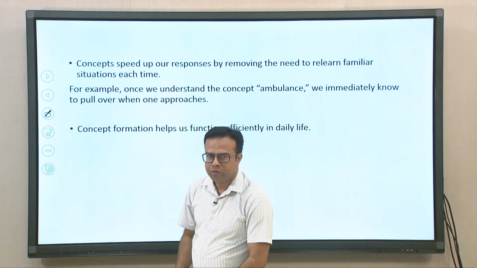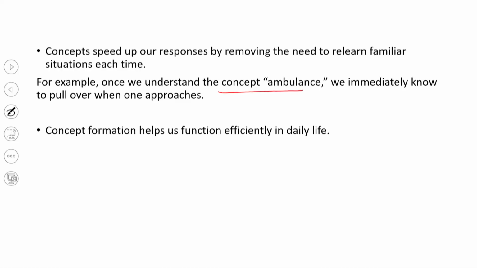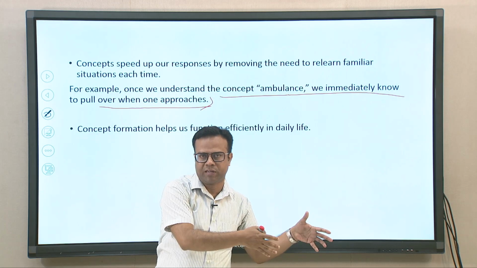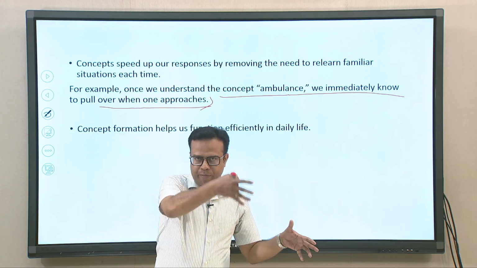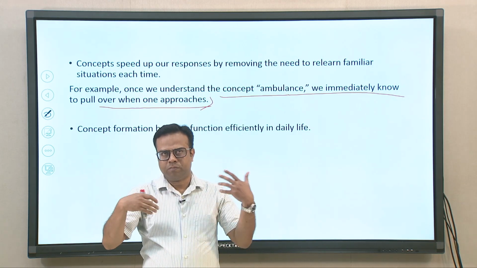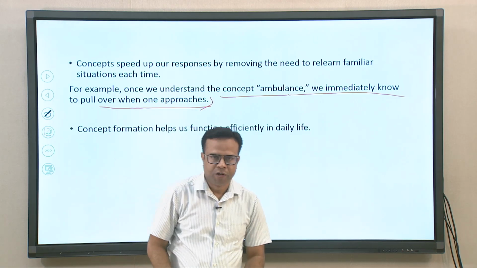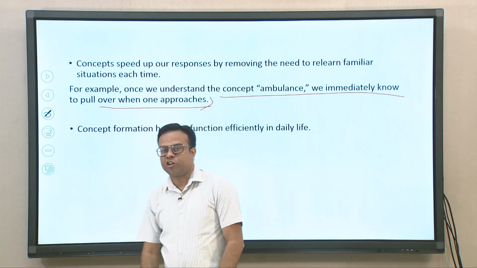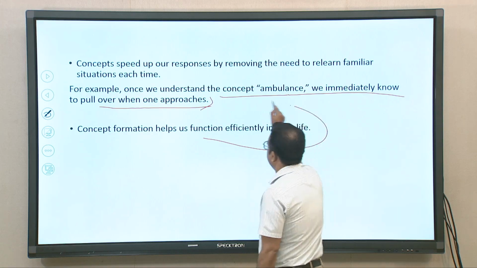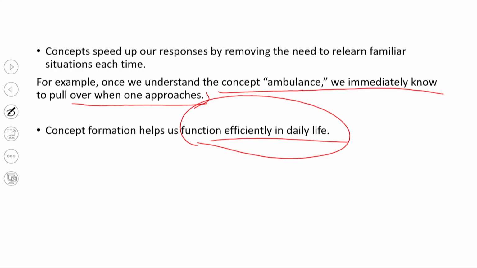So, for example, once we understand the concept of ambulance, we immediately know to pull over when one approaches. We know what is the meaning of ambulance, that this can be an emergency situation. We know the concept around ambulance. So, the moment it comes, we know we have to give space to the ambulance and so on. Because of that concept formation, we know how to behave appropriately. So, concept formation helps us function efficiently in our daily life. That's something very important.